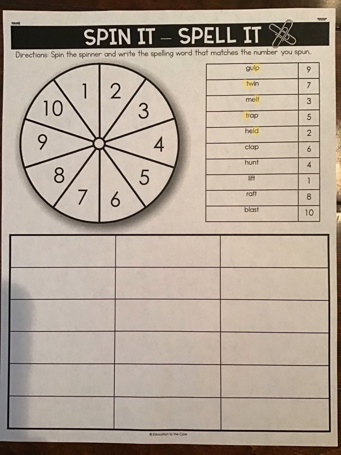Our next word is clap. Finger stretch. C-l-a-p. Clap. And that L blend is found at the end of the word. My next word is hunt. Finger stretch. H-u-n-t. Hunt. That T blend is found at the end or the final part of the word. Our next word is the word lift. Finger stretch. L-i-f-t. Lift. And I have that T blend right at the end of that word.